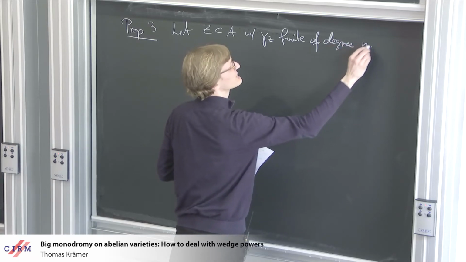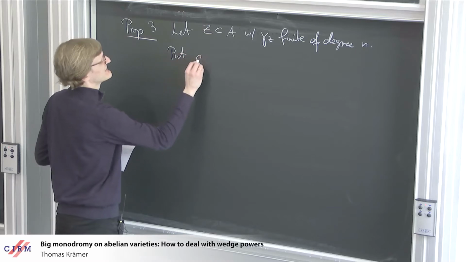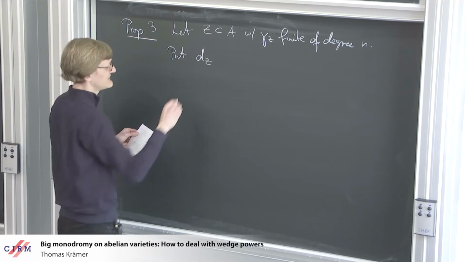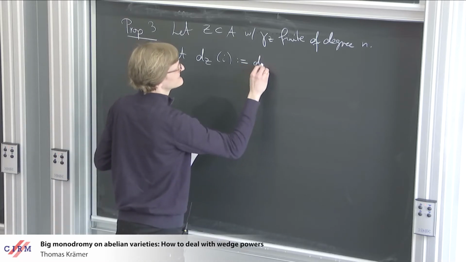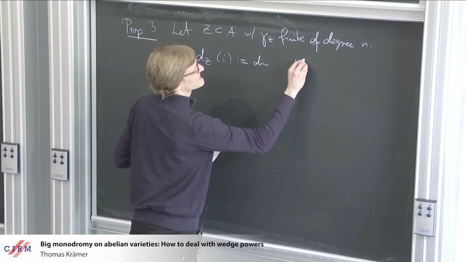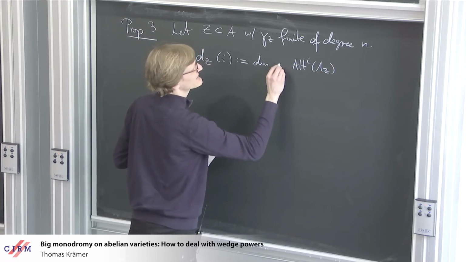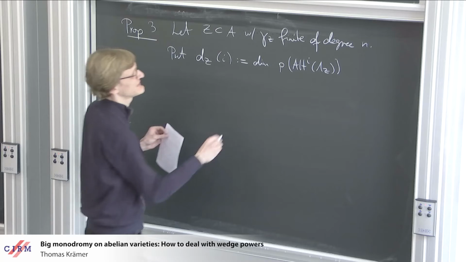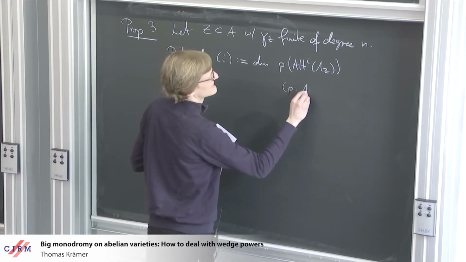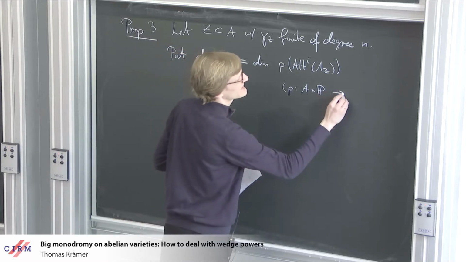And let's call its degree n. And now we look at d_Z(i), which is the dimension of, well, you take the ith wedge power of the conormal variety and then you project down to the abelian variety. So the wedge powers live in A times P and you project down to A.